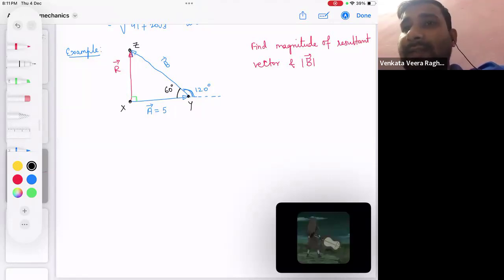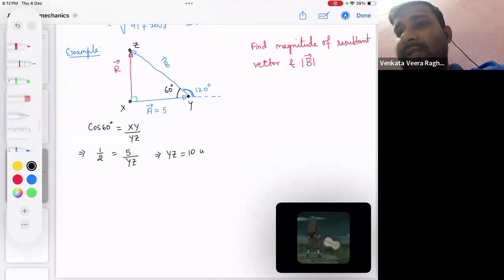So can I write it in this right angle triangle? If I'm using cos 60, what will I get? Cos 60 will be equal to XY by YZ. Cos 60 we can write, or if you want, in the symbolic form, you can use that also. Or you can write cos 60 as 1 by 2. XY is known to us, and YZ we want to find out. What is the YZ we are getting? 10 unit. Understood?